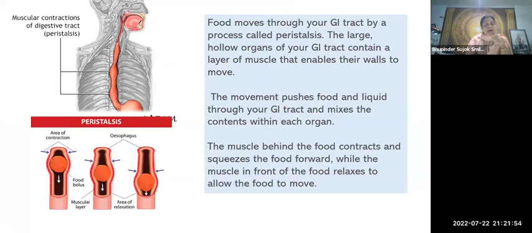Then after this mouth story, what happens? Food moves through your GI tract by a process called peristalsis. The large hollow organs of your GI tract contain a layer of muscles that enables their walls to move. This movement pushes food and liquid through your GI tract and mixes the content within each organ. So the muscle behind the food contracts and squeezes the food forward, while the muscle in front of the food relaxes to allow the food to move.